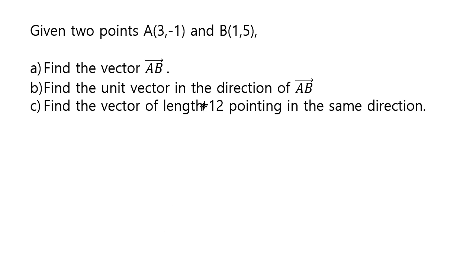Suppose you have a vector from A to B, but you also wanted a vector in the same direction as AB, but with some prescribed length. What do you do? Well, you have to start out by finding the actual vector A to B, which is always terminal minus initial.